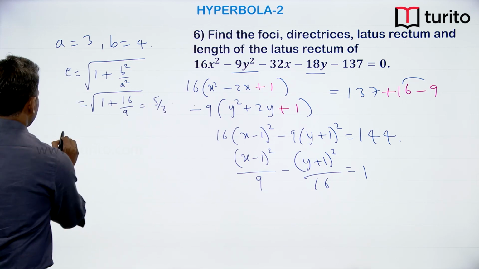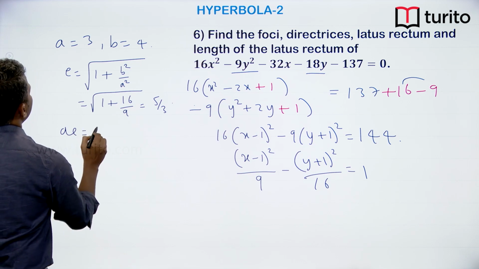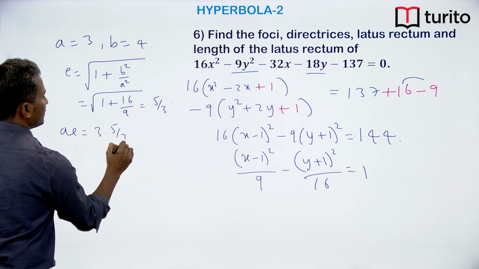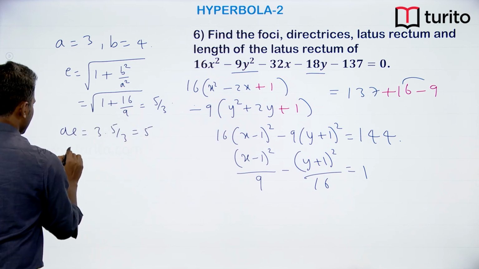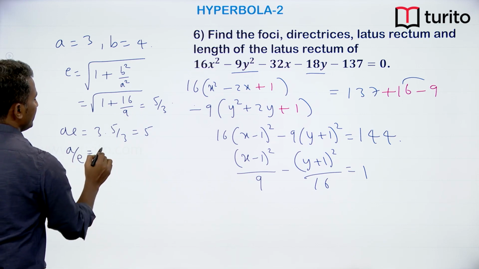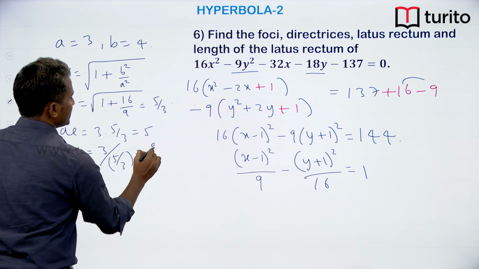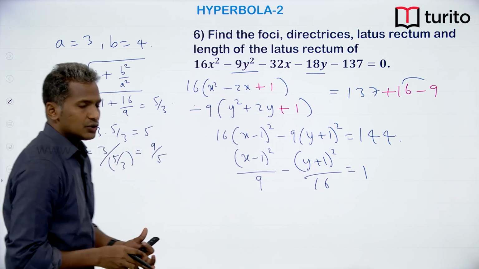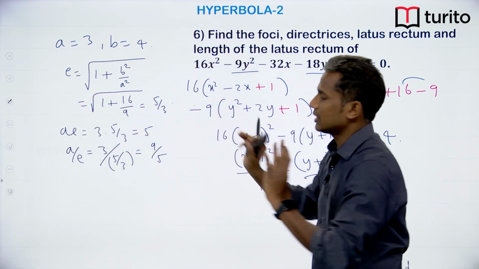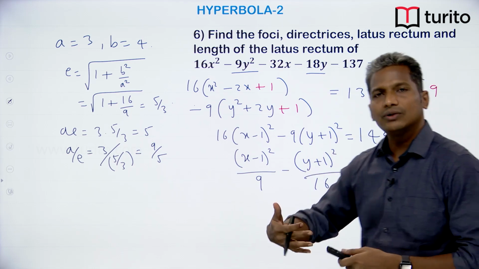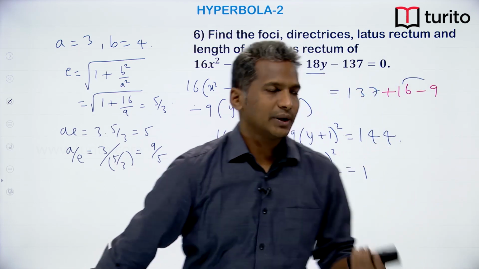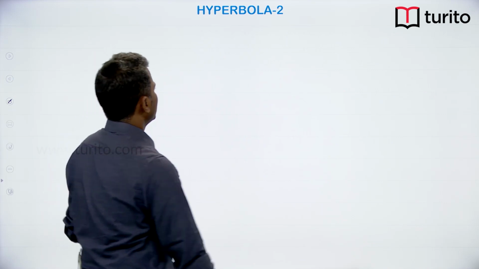Now, what is AE? AE will become 3 into 5 by 3, which is same as 5. What is A by E? A by E will become 3 by 5 by 3, which is same as 9 by 5. So, we got all required setup. Now, let us try to derive all coordinates. So, let us take a diagram here.